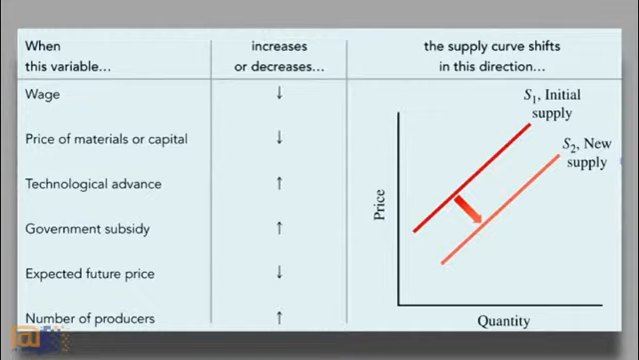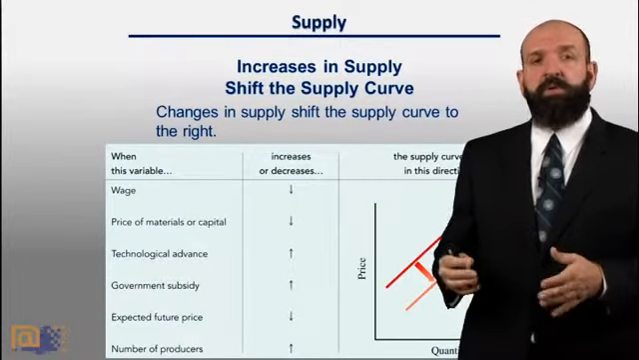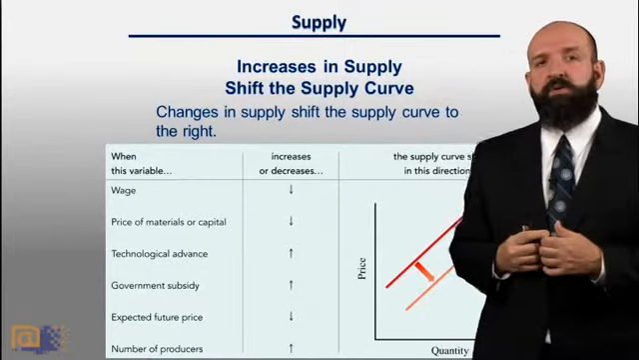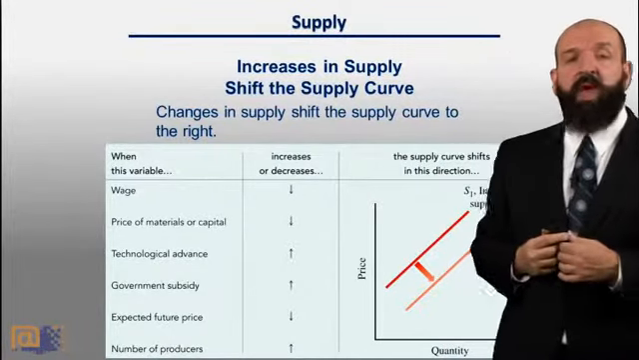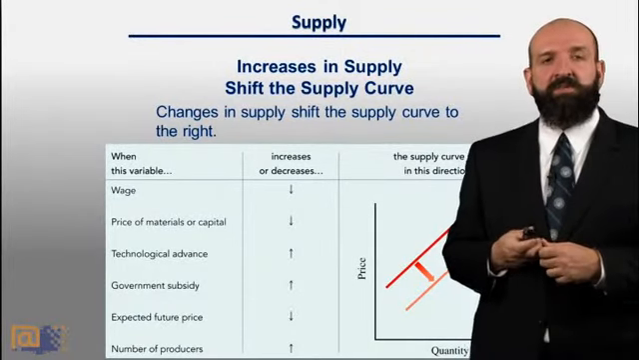Expected future price. If we expect the future prices to be higher, some of the producers might actually pull back a little bit and not produce in the current period and wait till the next period. So the quantity supplied to the market will go down if the market expects future prices to be higher. Number of producers. As the number of producers goes up, the quantity supplied to the market will also go up. If taxes are repealed, so lowering taxes will also increase the supply, which is good for the market and brings an abundance of goods or services to the market.